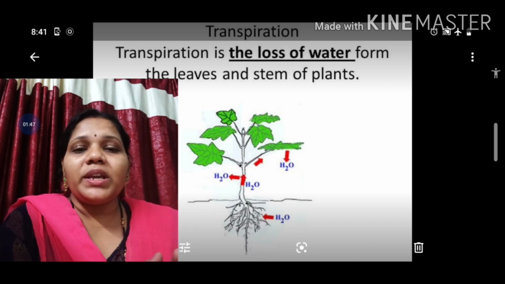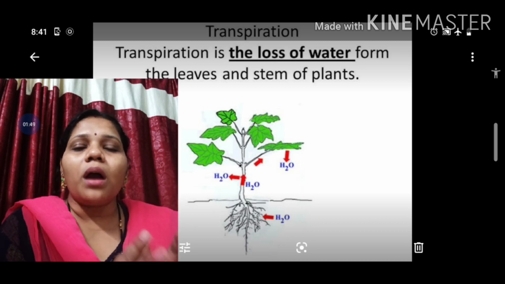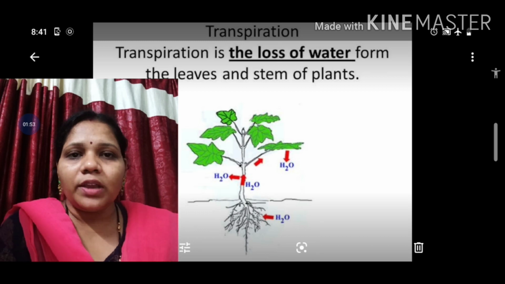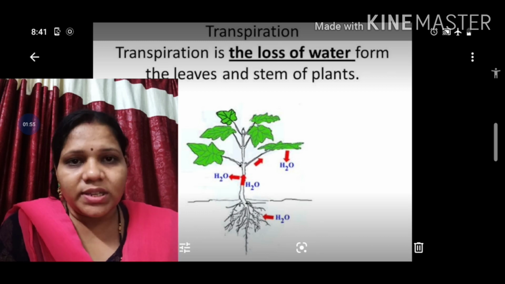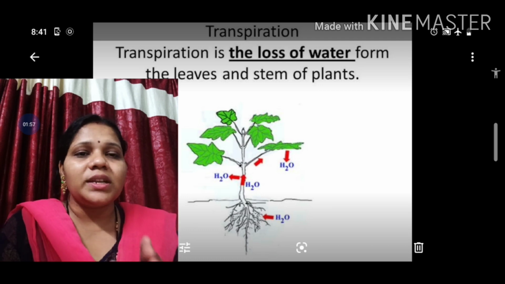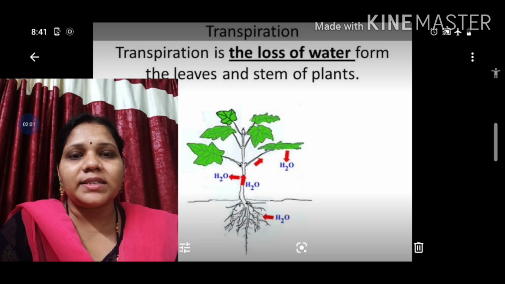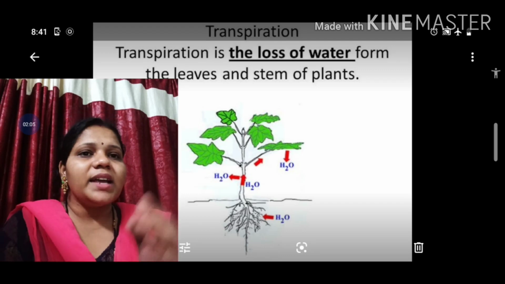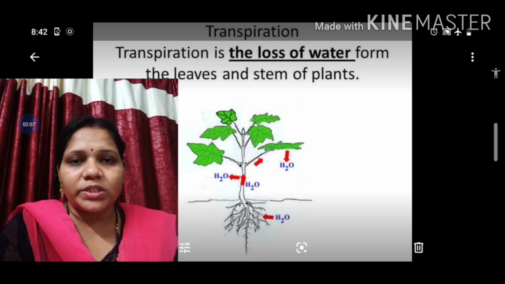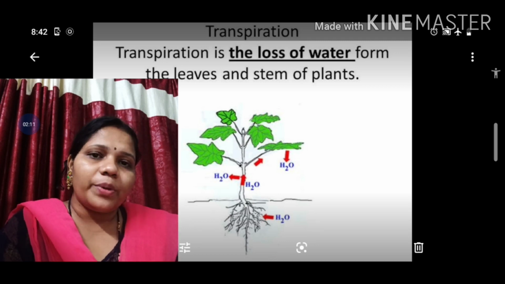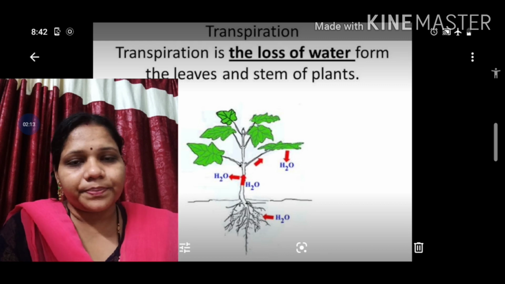In evaporation, the loss of water occurs from the free surface of water bodies like rivers, ponds and oceans. Whereas in transpiration, the loss of water occurs from the living cells or from the surface of the living cell. Generally, evaporation is a faster process than transpiration. So this is the difference between evaporation and transpiration.